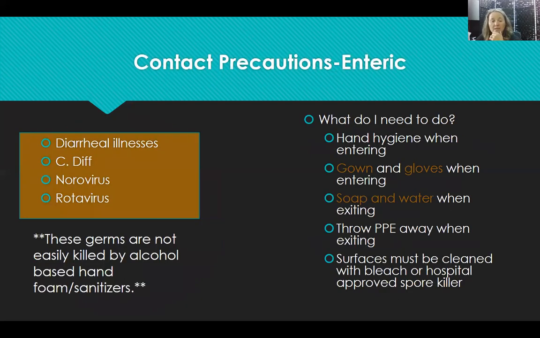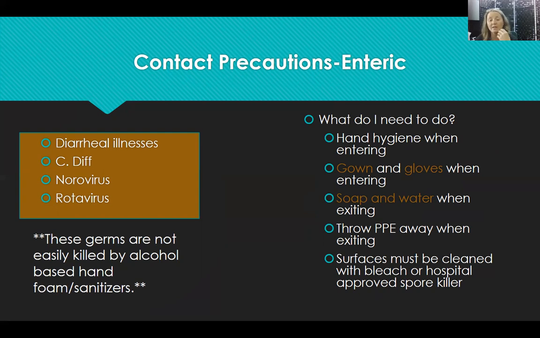So the CDC doesn't specify additional precautions, but most hospitals do have this in place for contact enteric precautions. This is for organisms that spread by direct contact or contact with contaminated items in the environment, but are not easily killed by alcohol-based hand sanitizer or foam. This is typically going to be diarrheal type illnesses, GI things, C. diff, norovirus, and rotavirus.